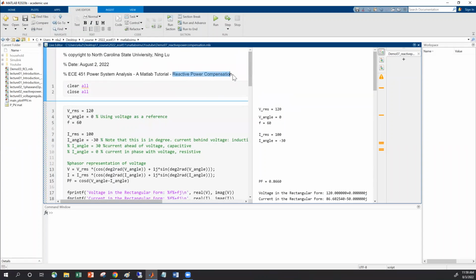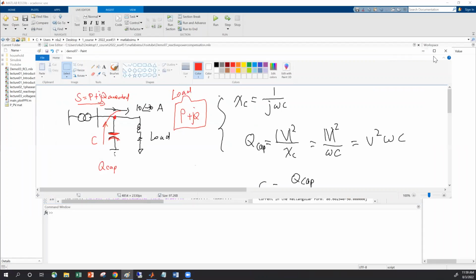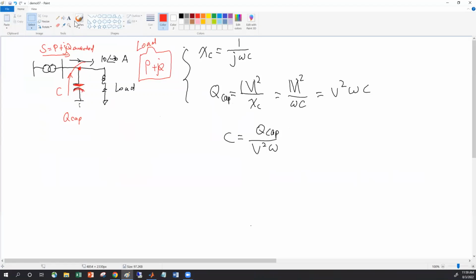Do reactive power compensation. So the circuit of this looks like this. I draw the circuit so you can get a good understanding of it. This is the substation that we have right here. And then we have a load which has P plus jQ, and it draws a current I here with a magnitude of 10 and an angle of minus 30, okay?